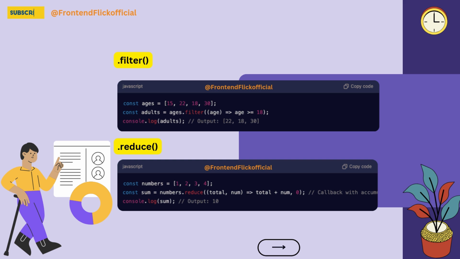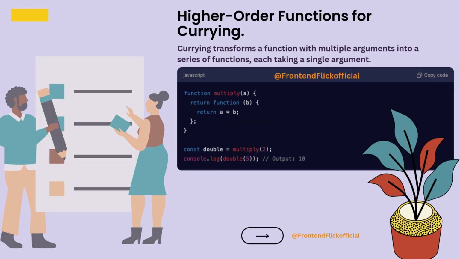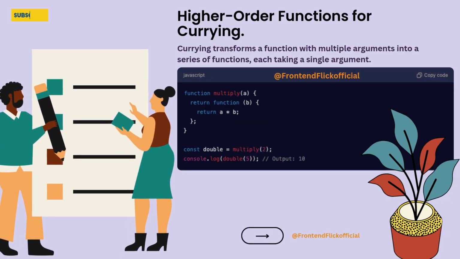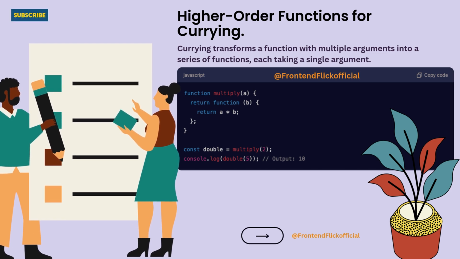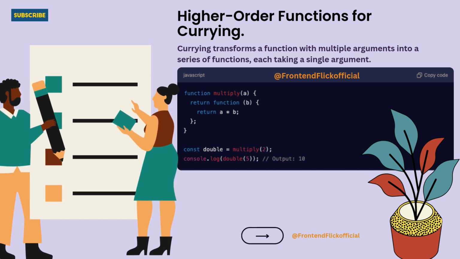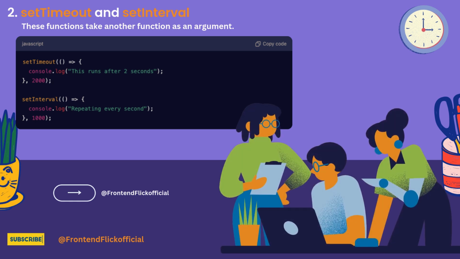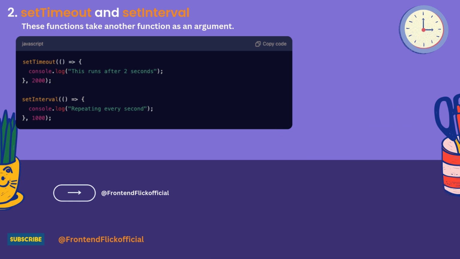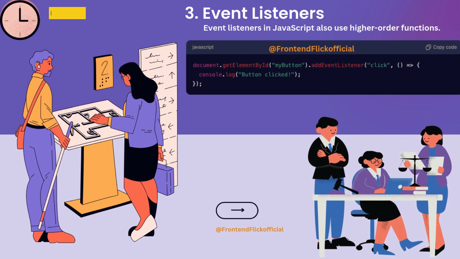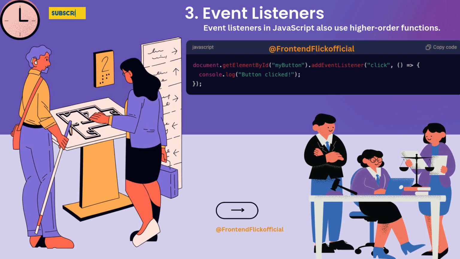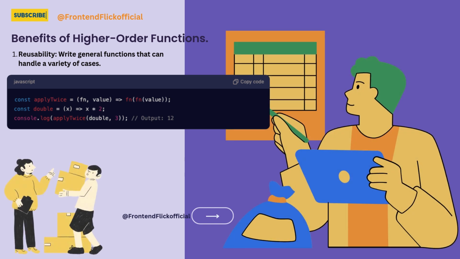Advanced examples. Currying and utility functions. Here's another advanced concept, currying, where a function is transformed into a series of functions. For example, by currying, you can break down functions into smaller, reusable units, making your code more modular and flexible. And don't forget, functions like setTimeout, setInterval, and event listeners are also higher-order functions because they take other functions as arguments.